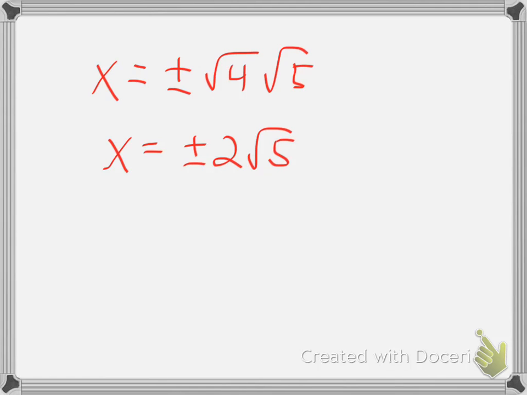And be careful with problems like this that you do not put 2 plus or minus square root of 5. There are problems like that, but this is not one of them. Since the square root of 4 is right in front of the 5, that's where the 2 belongs, right in front of the 5 being multiplied.